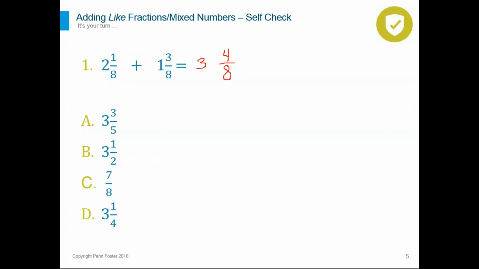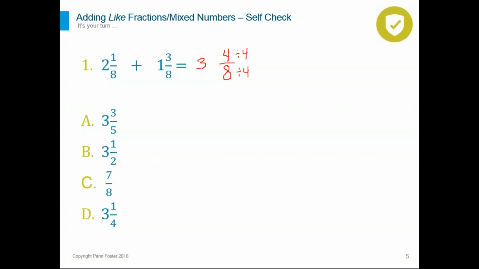Now, 3 and 4 over 8. There is a common factor between 4 and 8, so this is not my simplest answer. I have to divide over what? What is the common factor between 4 and 8? Use your knowledge of the multiplication table. Divide over 4 and divide over 4.